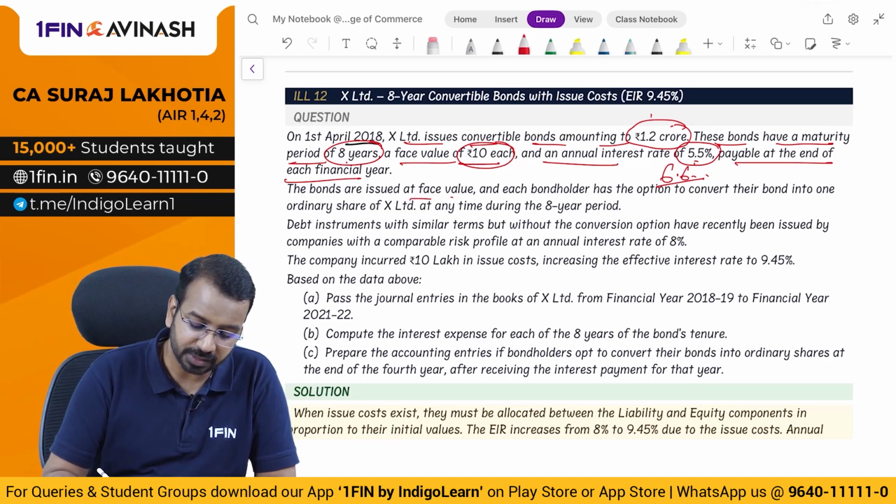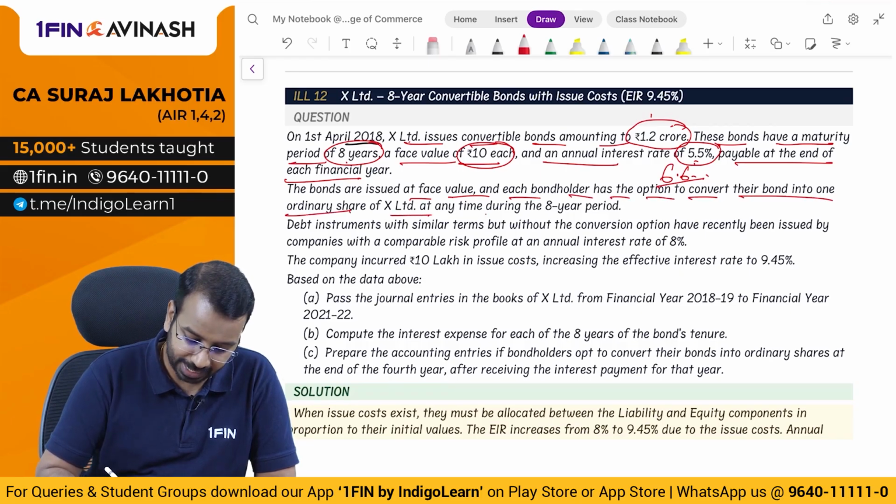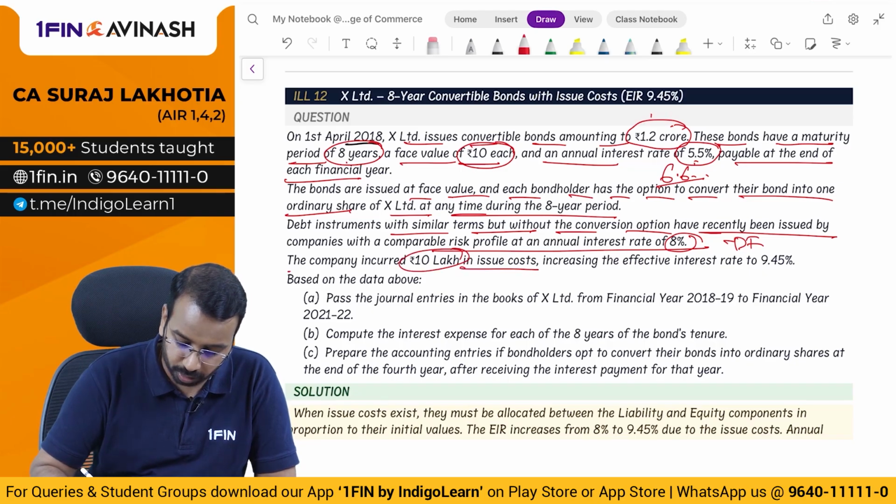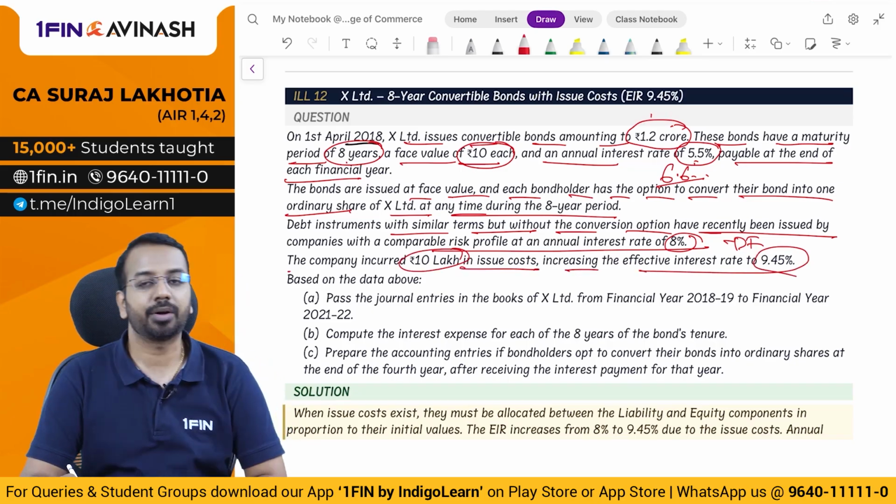The bonds are issued at face value and each bondholder has the option to convert their bond into 1 share of X at any time. Debt instruments with similar risk terms without conversion option have recently been issued at a rate of 8%. This is the discounting factor. The company incurred 10 lakhs as issue cost, increasing the effective interest rate to 9.45%.